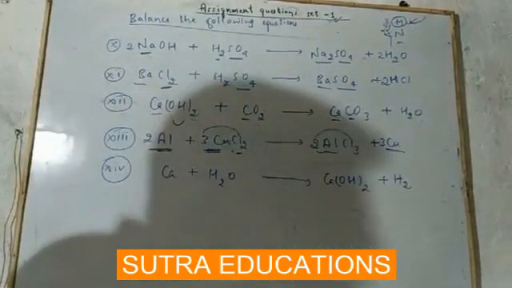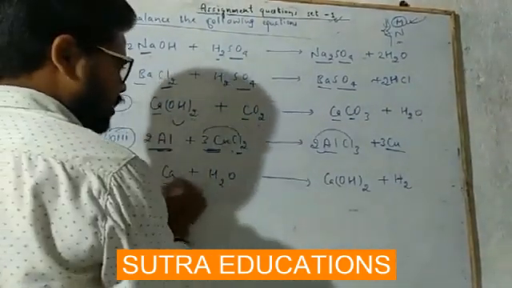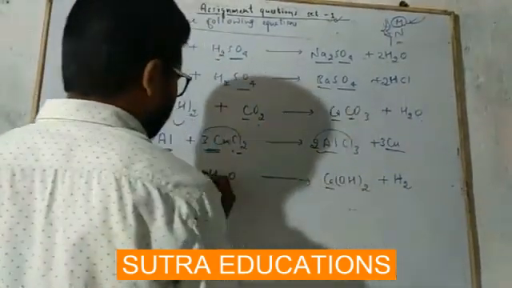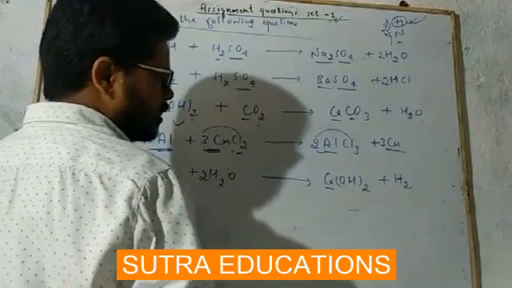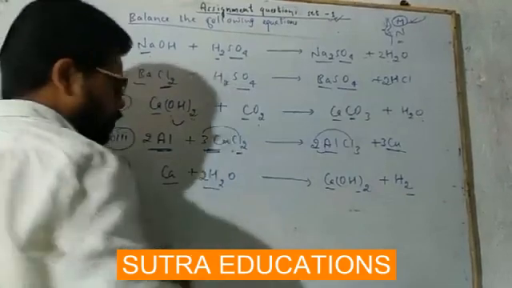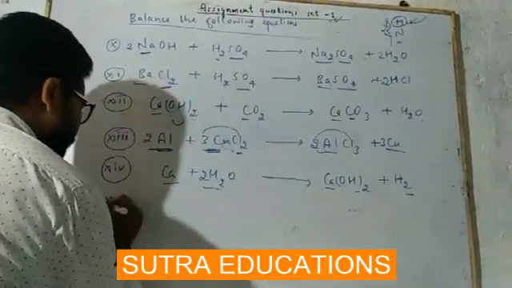Okay. So balance this. Calcium is 1, oxygen is 1, oxygen is 2, multiply this by 2, oxygen is balanced. Then hydrogen is 2, hydrogen is 2 into 2, 4. The equation is balanced. Come to 15.